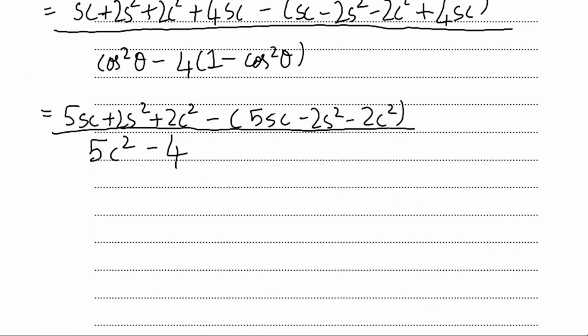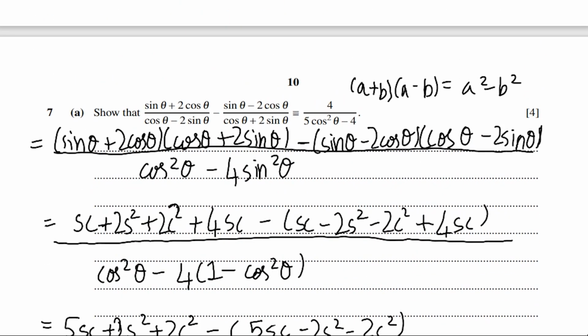Okay, so 5 sin theta cos theta minus 5 sin theta cos theta, they will cancel each other out. 2 sin square theta plus 2 sin square theta is 4 sin square theta. 2 cos square theta plus 2 cos square theta is 4 cos square theta, and 5 cos square theta minus 4 in the denominator. Now we have to show that this thing is equal to 4 upon 5 cos square theta minus 4.